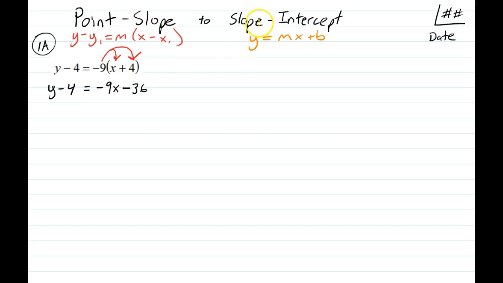If we look at what we want our answer to be, see how it's just y by itself. So we want the y to stay here, and we just need to move that minus 4 to both sides. So we add 4 to both sides. This gives us a 0, so we don't need it anymore. So it's just y equals negative 9x. And I have a negative and a positive. I have more negative, so my answer is going to stay negative. When the signs are different, we subtract. So 36 minus 4 gives us 32. And so that's our answer.